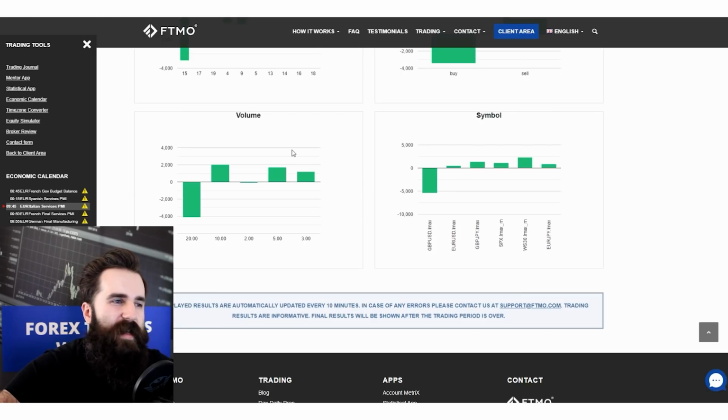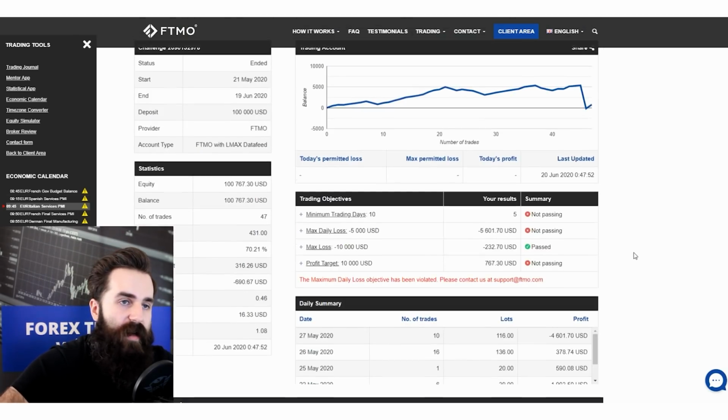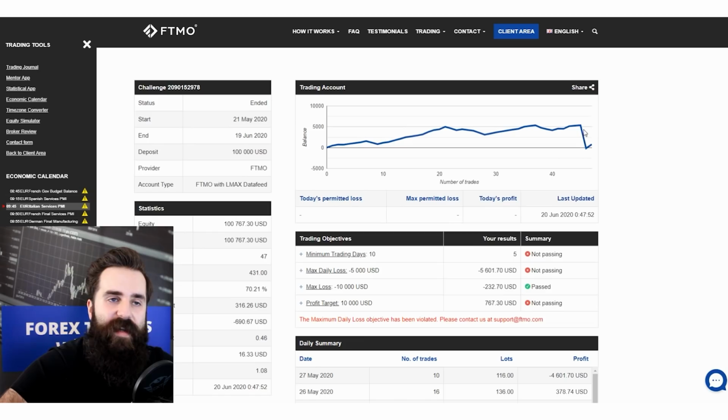You can also see that he did quite well on those low volumes, but when he increased his volume to 20 lots, it just broke his account. So yeah, this is it for this account. That's really unfortunate that he didn't use a stop loss right here, because if he did, there is a high chance that he would do just fine. So yeah, let's look at another one.